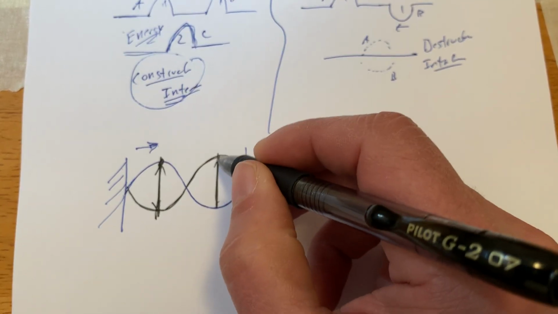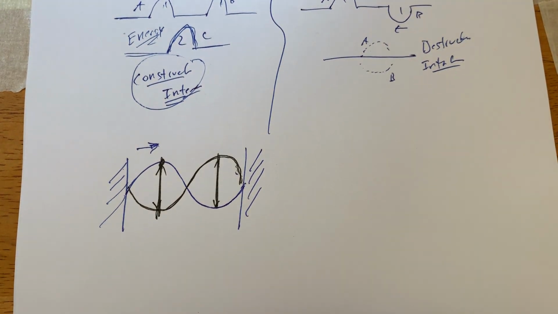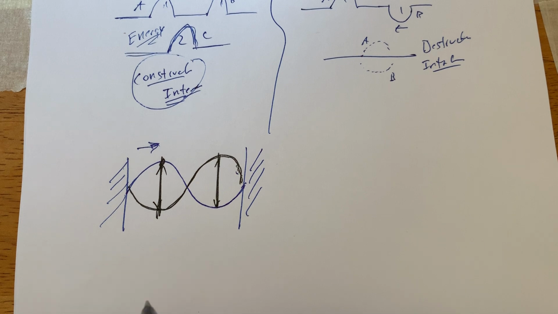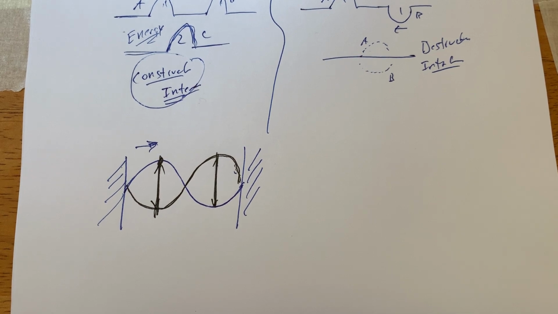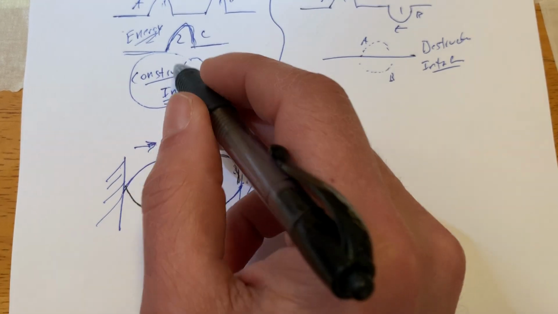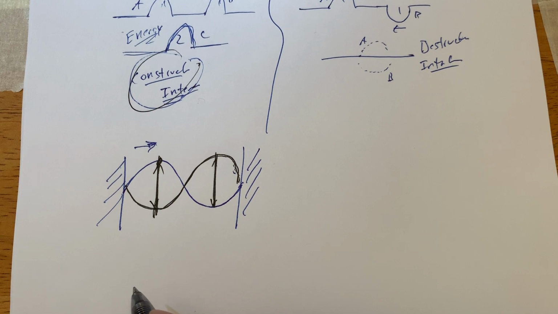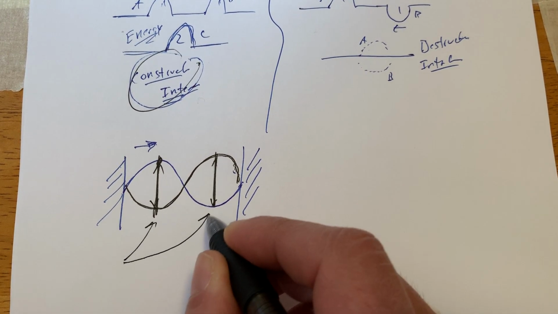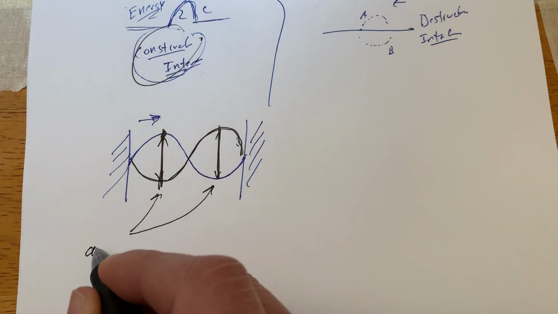Same thing right here. It's going to wiggle up and down right here. Well, these are special points. These are points where the points on the waves are in phase. And what happens when waves are in phase? We get constructive interference. So we call this point here and this point here an antinode.